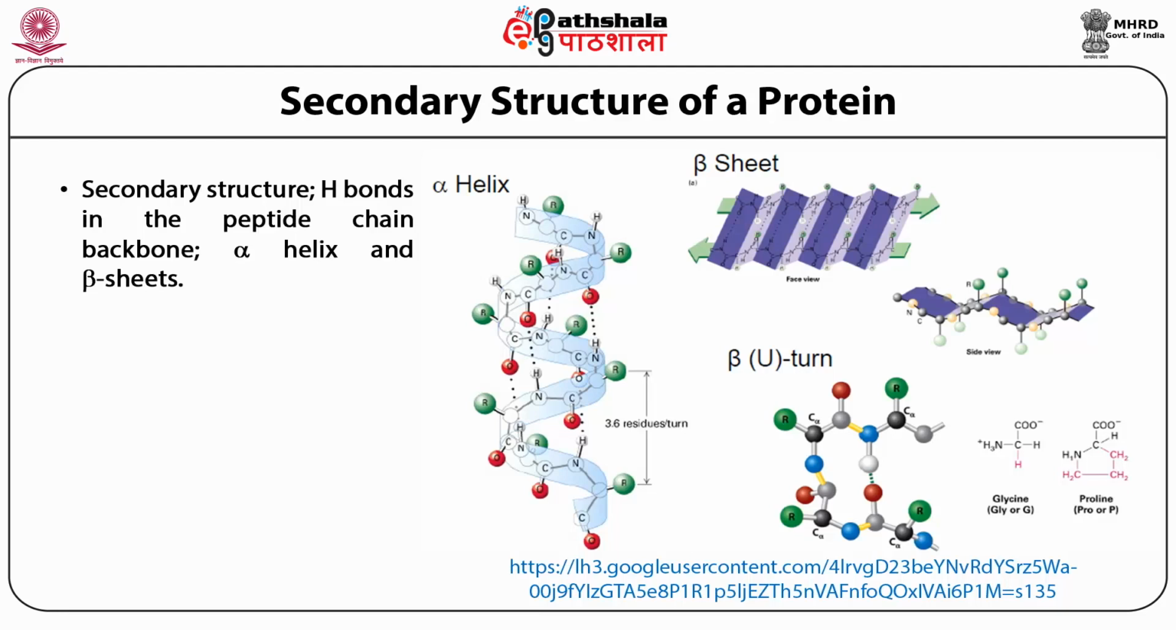Hydrogen bonds form between the NH group of each amino acid and the carbonyl group of the amino acid 4 residues away. Further, beta pleated sheets form when 2 or more polypeptide chain segments line up side by side. Each individual segment is referred to as a beta strand.